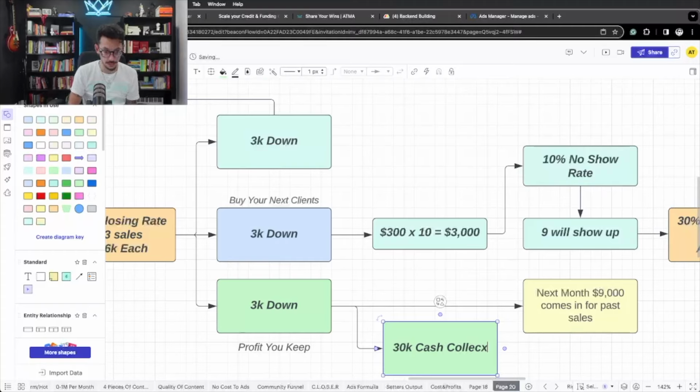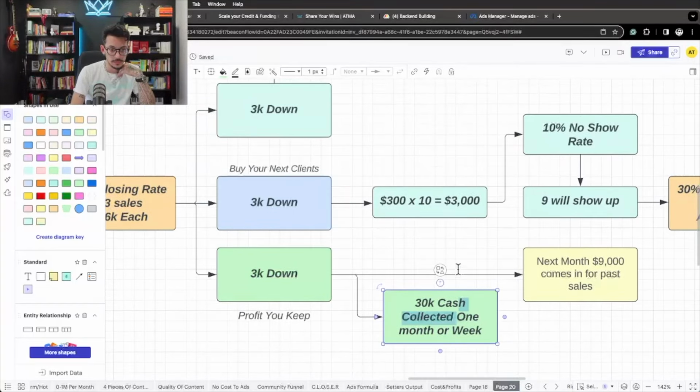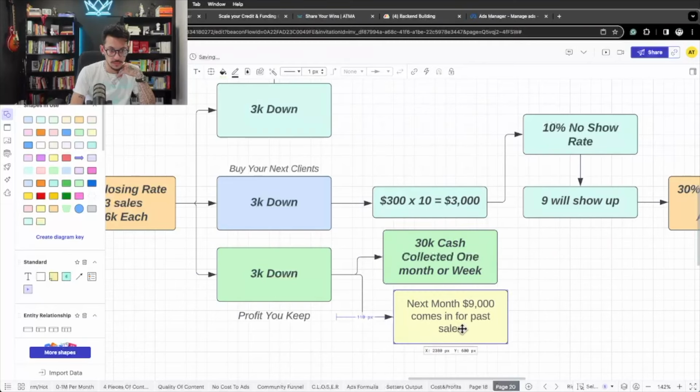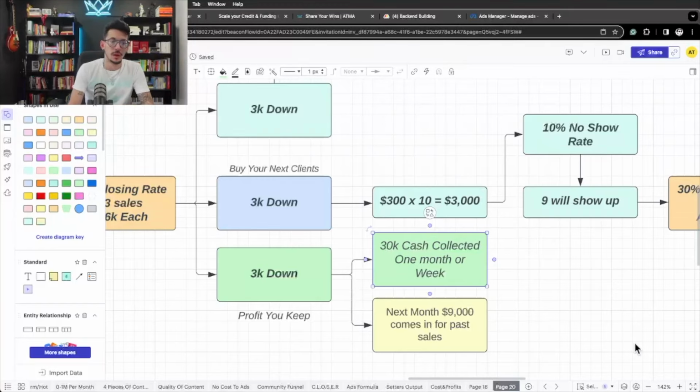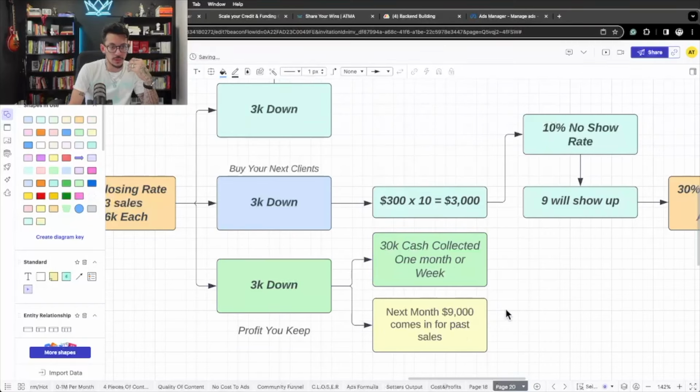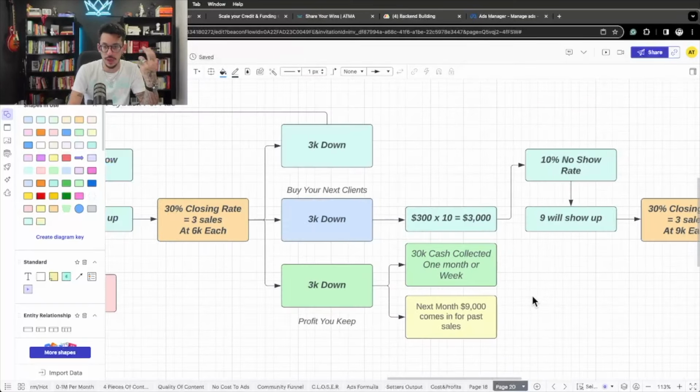And the cool thing about this too is that if you make 10 sales, this will also equate to 30K cash collected in 1 month or a week, depending where you are in your business, depending on the revenue you're doing. If you're doing 100K months, you're probably doing 30K a week, or whatever the number is. But yeah, that's pretty much how this system works, and this is how this thing becomes so extremely profitable, because it keeps going and going and going.